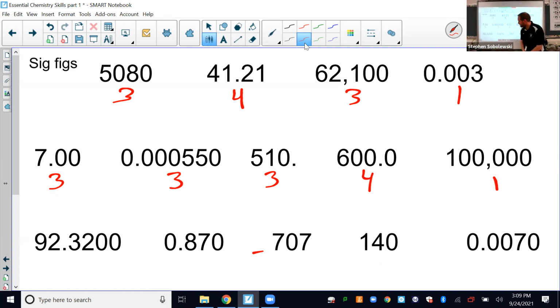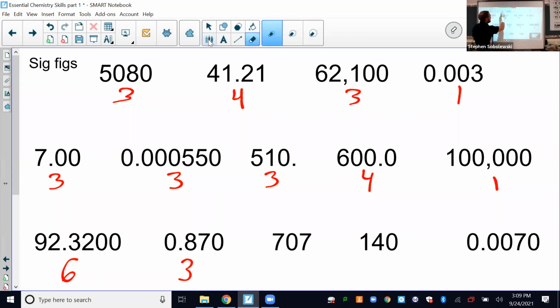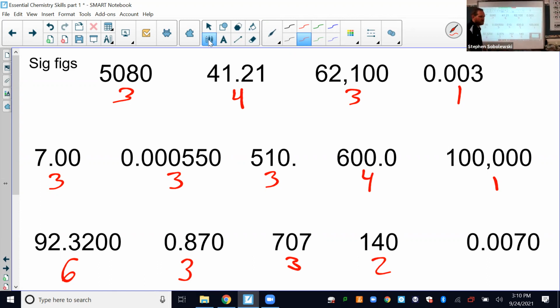92.3200. Trailing zeros with a decimal place, yes, they count, 6 sig figs. 0.870. I see a leading zero and a trailing zero. Leading zero never counts. Trailing zero, is there a decimal? Yes, it counts. 707. I see a sandwich zero. That's a sig fig. 140. I see a trailing zero. There's no decimal. 2 sig figs. That one does not count. I think there's one being blocked by my little Zoom window.